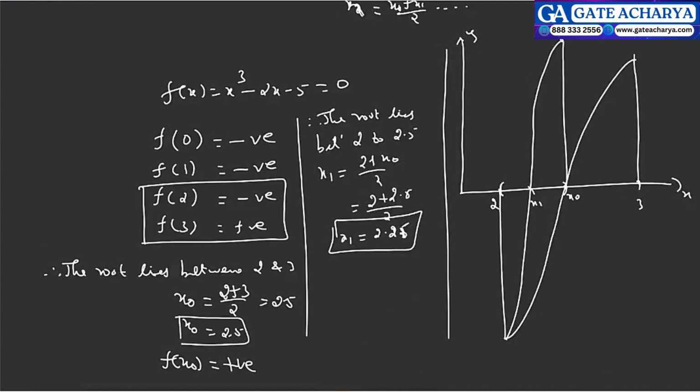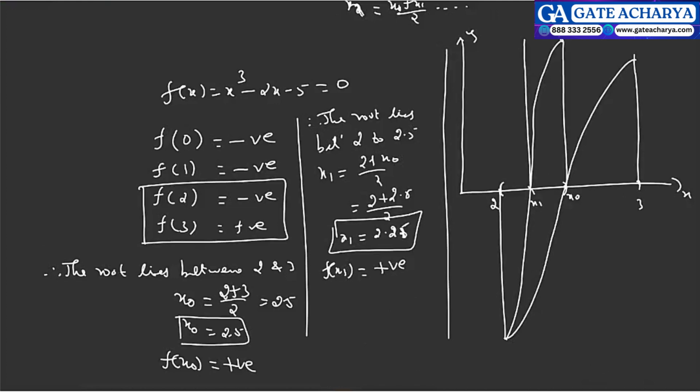Next, when we find x2, where is the interval? Using this, what is f of x1? 2.25 the whole cube minus 2 into 2.25 minus 5. Whether it is positive or negative. When you substitute x equal to 2.25 here, is the value positive or negative? The scientific calculator is also built into our system, since it is an online portal. So the value is again positive. So f of x1 is positive.